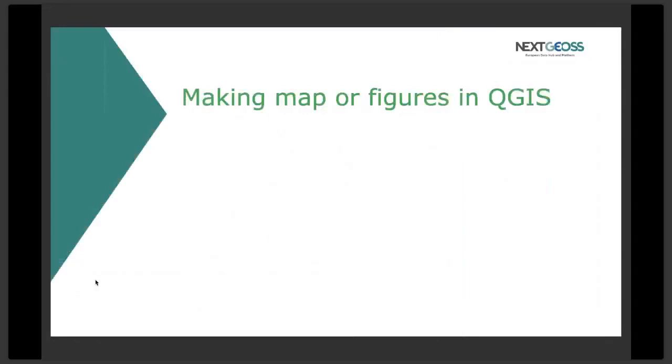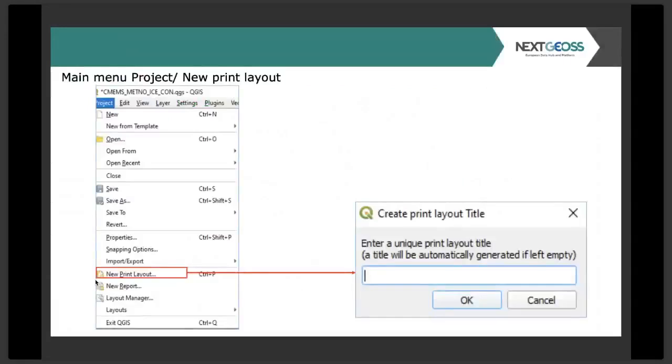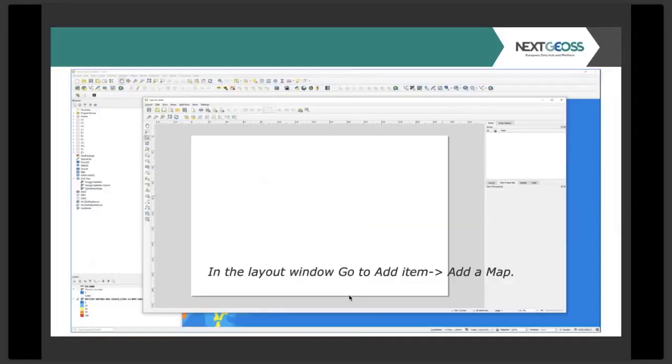The last part, how you make a map from that, is also straightforward in QGIS. You just go to the main menu. You will have New Print Layout. You define your print layout here, and then you click OK. You will get another, smaller window from QGIS, and in the layout at the top here, there is Add Item. You just add item, and then you say Add Map.